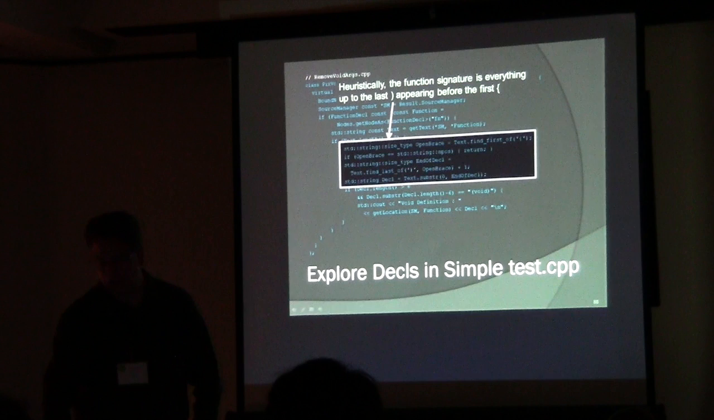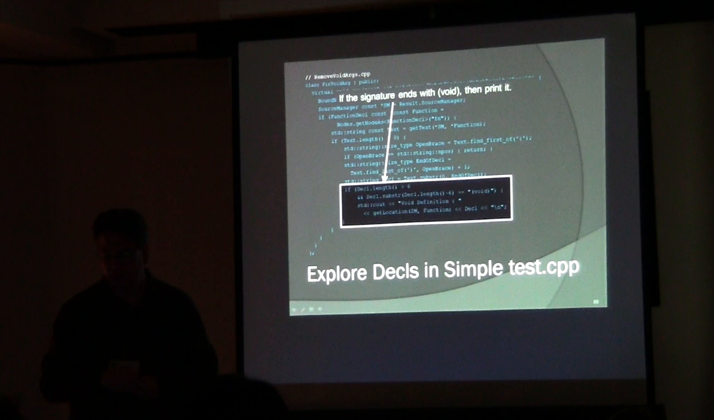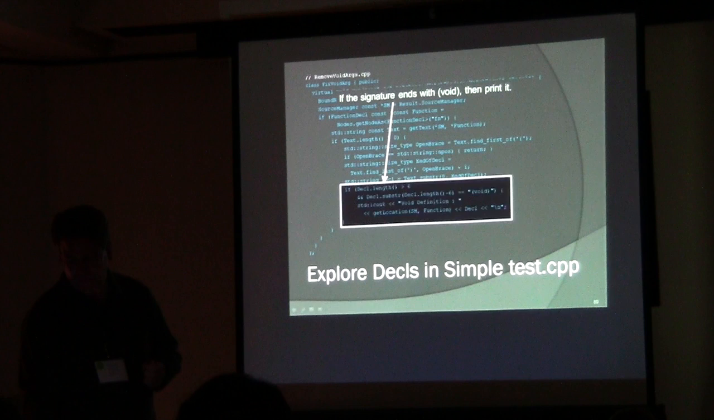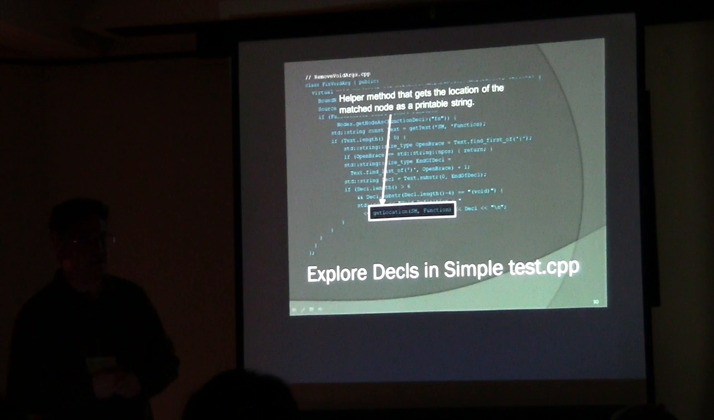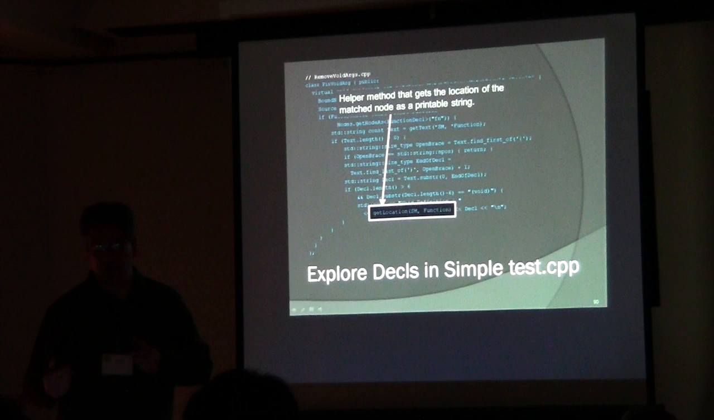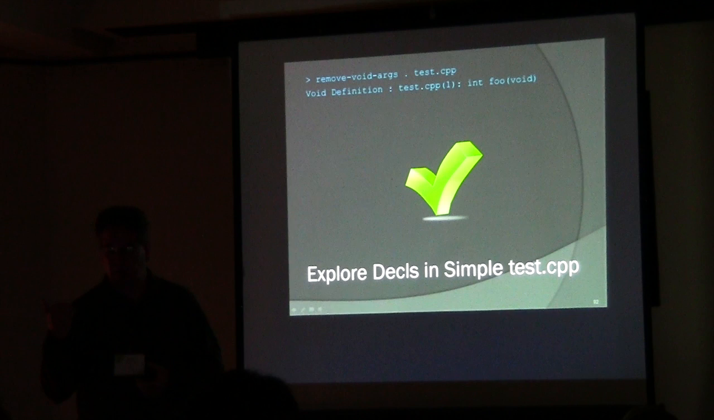And then if I found some declaration and it ended in paren void paren, then I'm just going to print out what I matched. I have another little helper function that, given a syntax node that is in the tree, just uses the source manager to find its file name and location and return that to me as a string so I can print it out. If I run it on this little simple file, what I get is it found on line 1 in test.cpp, it found int foo(void). Great, so we're finding exactly what we're looking for.